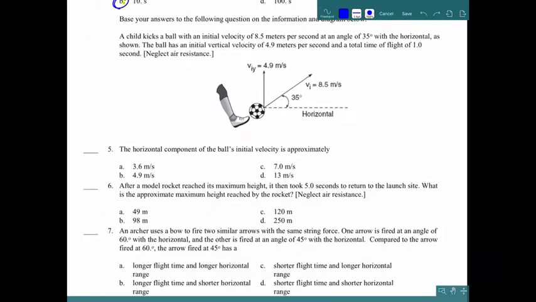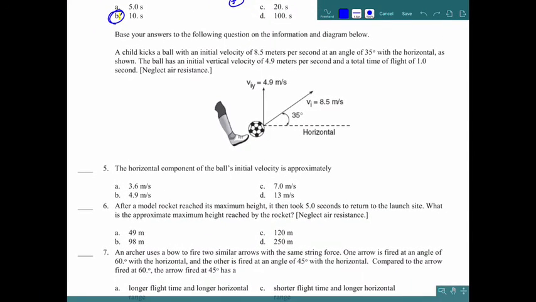Okay. We're going to use the following information to answer question number 5. A child kicks a ball with initial velocity of 8.5 meters per second at an angle of 35 degrees with the horizontal, as shown here. The ball has an initial vertical velocity of 4.9 meters per second and a total time of flight of 1 second. The horizontal component of the ball's initial velocity is approximately what?